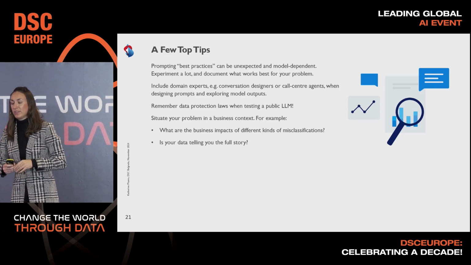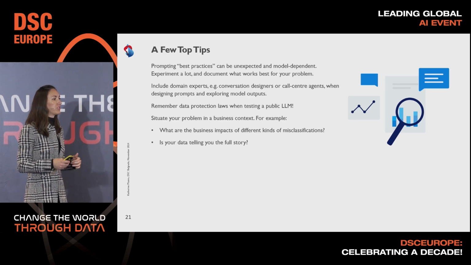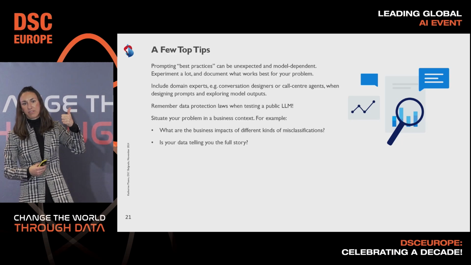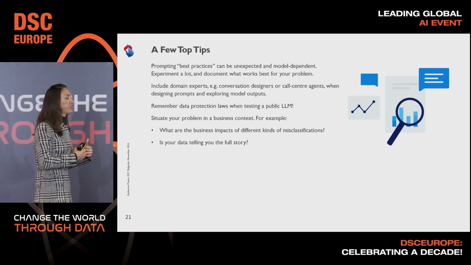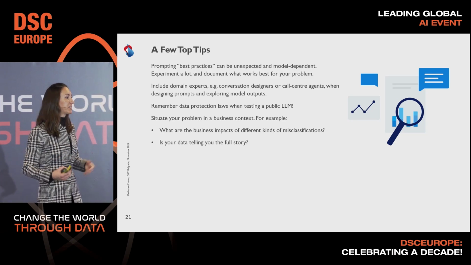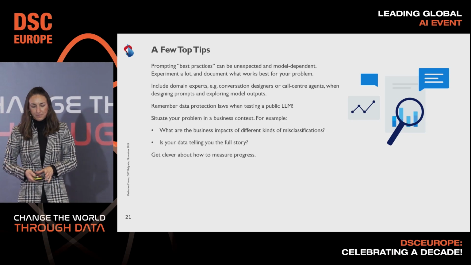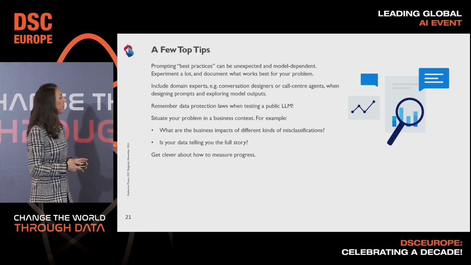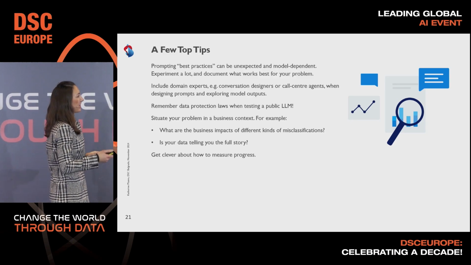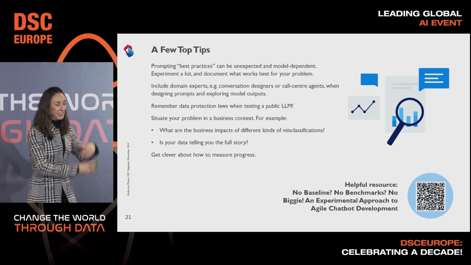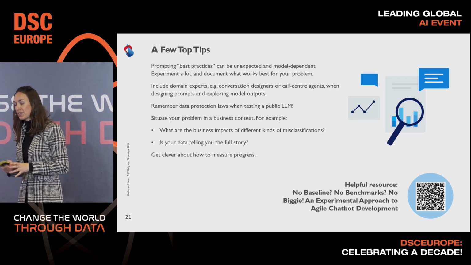And also think about whether your data is telling the full story. So we were tempted to look at our production data and whether the customers gave that interaction a thumbs up, like, yes, the issue was solved. But the problem is that customers basically never give that feedback unless they're really angry. So the data is not necessarily always telling the full story. And then also get clever about how to measure your progress, because you're probably working on a problem that has no baseline, no benchmarks.